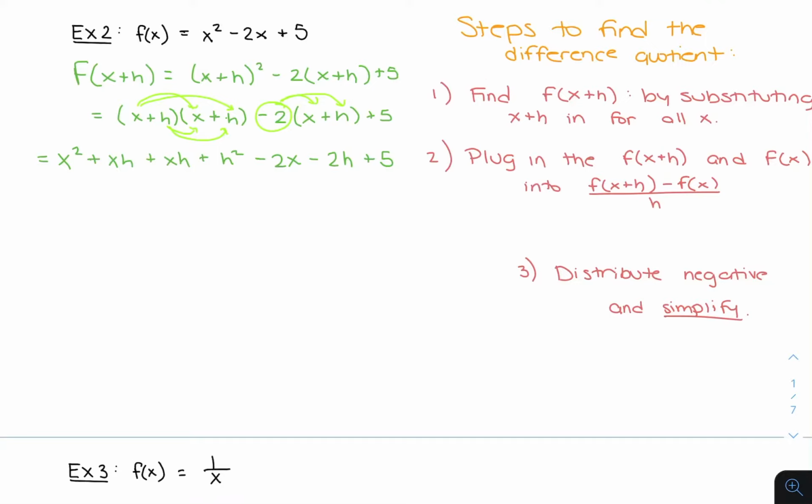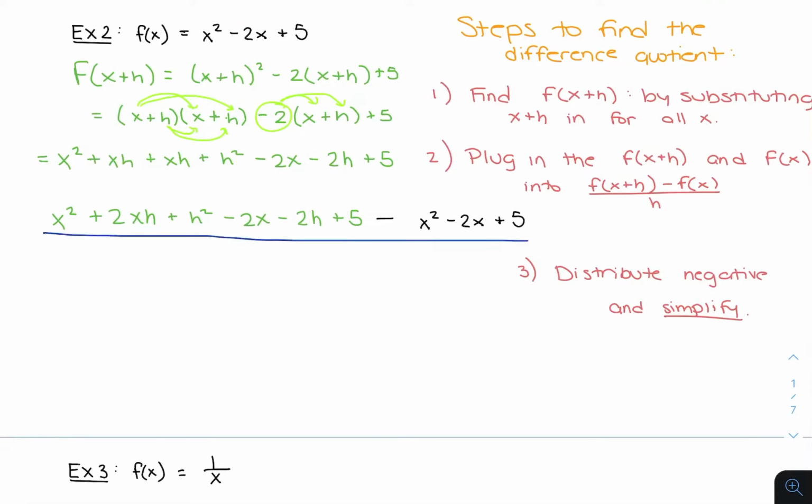Our second step is to plug in our f of x plus h that we just found and our original f of x, and plug those two into the f of x plus h minus f of x all over h function. So we can take our f of x plus h. x plus h and x plus h are like terms, so let's actually combine those two. If we add them, we get plus 2xh. So we can substitute that, minus our original function, and divide that all over h. Remember that we have to put parentheses around the original function because that was a whole thing.